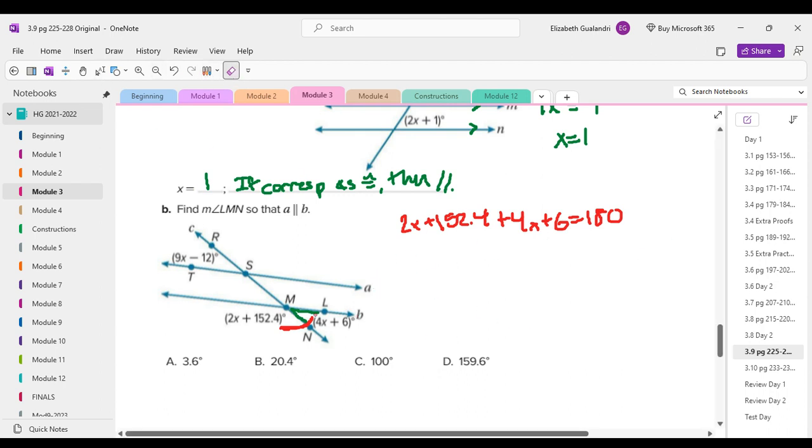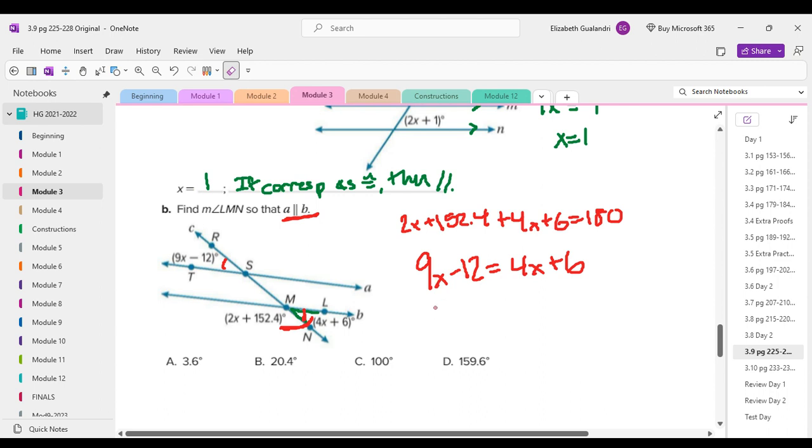So what else I'm looking at is that since I want to do it as A is parallel to B, I should be able to solve with my angle that was given and with this angle up here, this RST. Those two angles are alternate exterior angles. And so they should be equal to each other. So I should be able to set 9x minus 12 equal to 4x plus 6 and solve that. And that looks a little bit nicer.